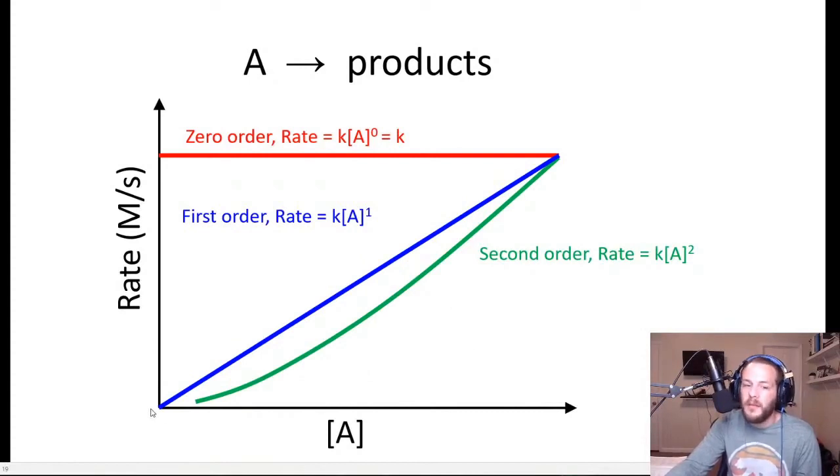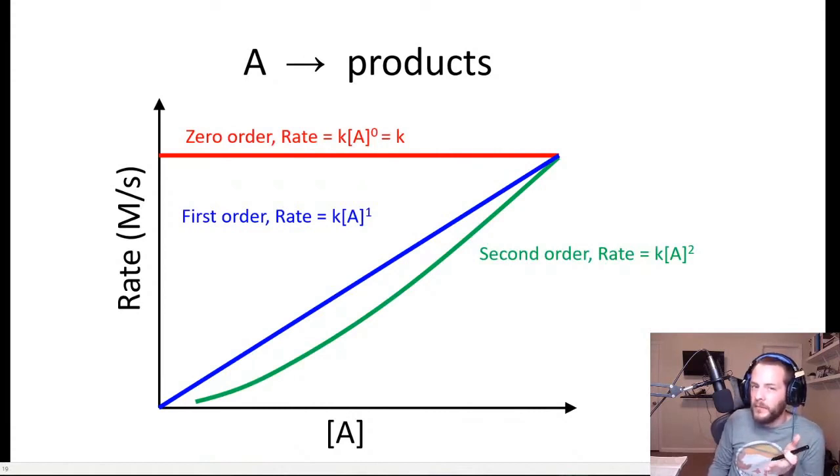Direct proportionality. Now, for the second order, I'm guessing you guys are pretty good at mathematics, but think about the curve represented by y equals x, and then the curve y equals x squared. Y equals x is just a straight line, and y equals x squared is a parabola. And so that's what we're looking at here.